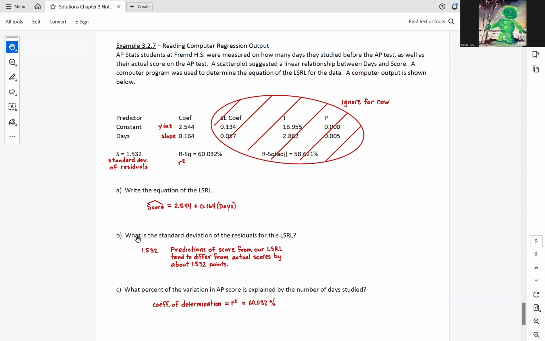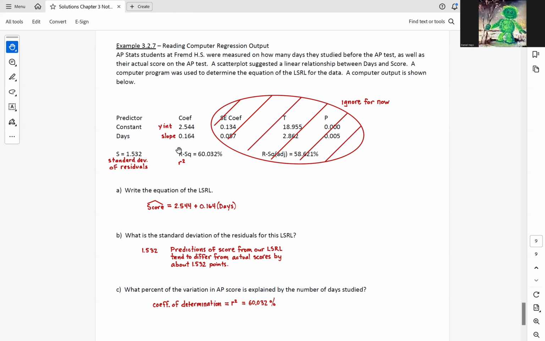So for part B, what is the standard deviation of the residuals? We know to grab whatever number is sitting down here by the S, and then we can interpret it. Predictions of score on the AP stats test from our model tend to differ from actual scores by about 1.532 points.